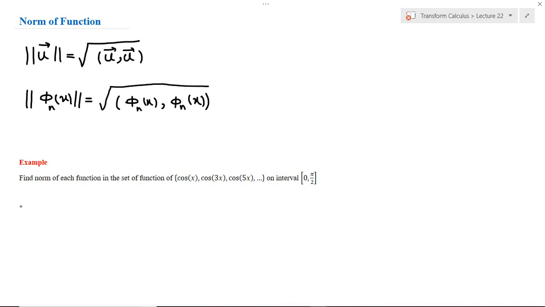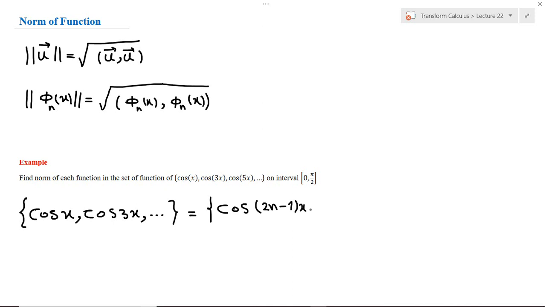As a result, at first, I write this set of functions in a compact form. So cosine x, cosine 3x, cosine 5x, and so on is equal to cosine of 2n minus 1 times x, and n is equal to 1, 2, 3, and so on. And I find the norm of cosine 2n minus 1 x.